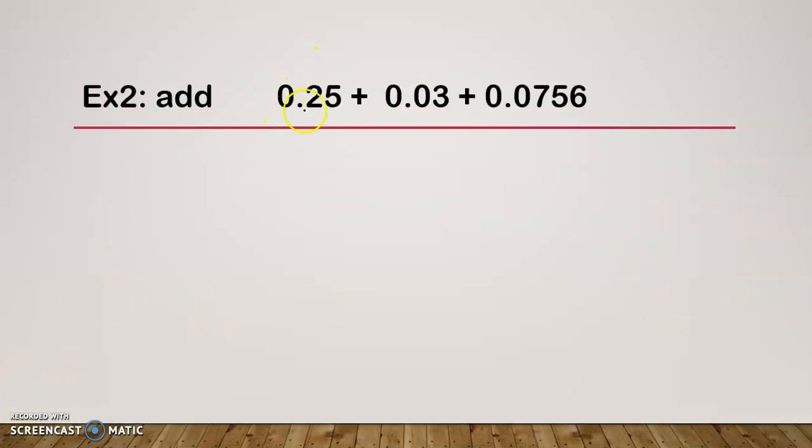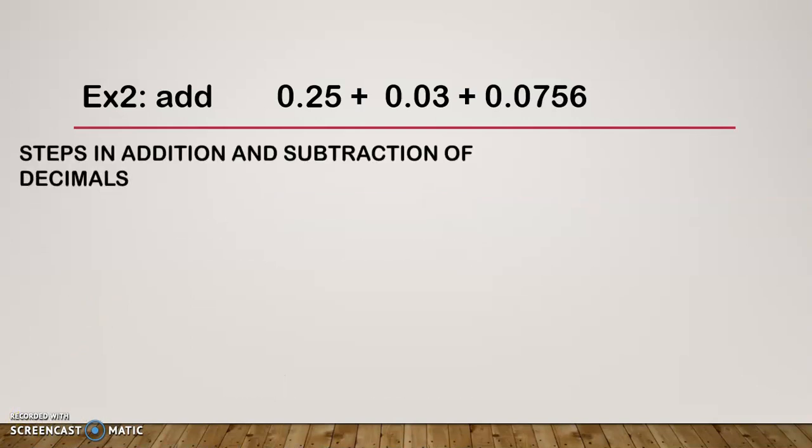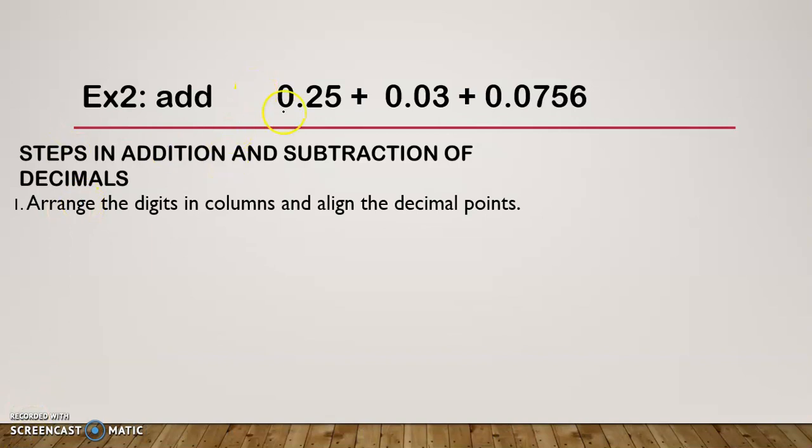Let's take another example. I have here 2,500s plus 300s plus 756 10,000s. Again, following our steps in addition and subtraction of decimals, the first thing that you're going to do is arrange the digits vertically or in columns and then align the decimal points. So let us rewrite again.